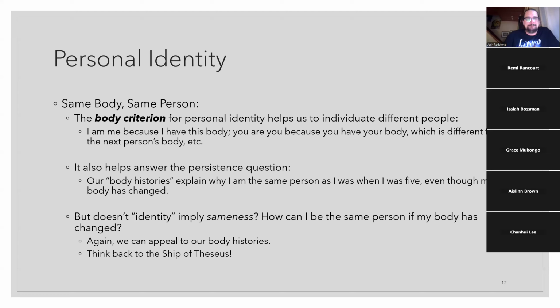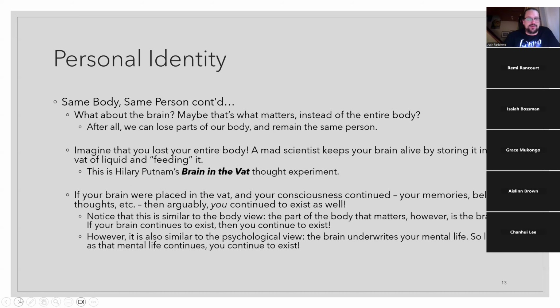All right, so here's the issue. Identity implies sameness, right? Remember the idea of qualitative identity, where I'm the same me as I have now if I had the same qualities as me in the past, both psychologically and bodily. But how can I be the same person if, for example, my body has changed? Well, maybe we can appeal to our bodily histories.